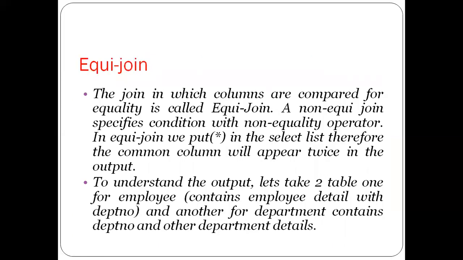So now the next join is the equijoin. It checks the equality of the columns of both tables. So see here, the join in which columns are compared for equality is called equijoin.